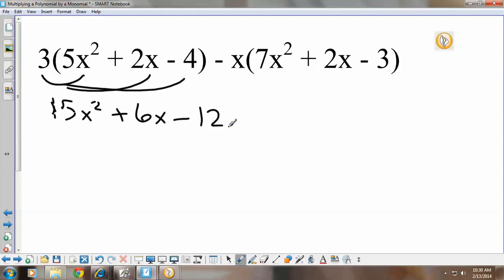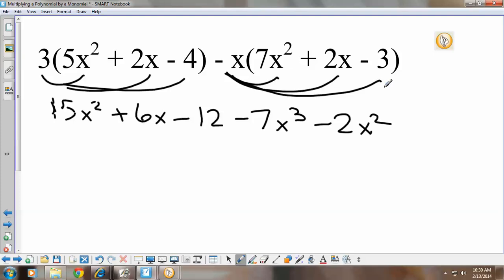What are we going to distribute through the second parenthesis? Okay. So negative x times 7x squared is negative 7x cubed. Add those exponents. Negative x times 2x is, good, negative 2x squared. And negative x times negative 3 is positive 3x. Now we've got this big, long expression. Are any of these considered like terms? Can we add any of these terms together?